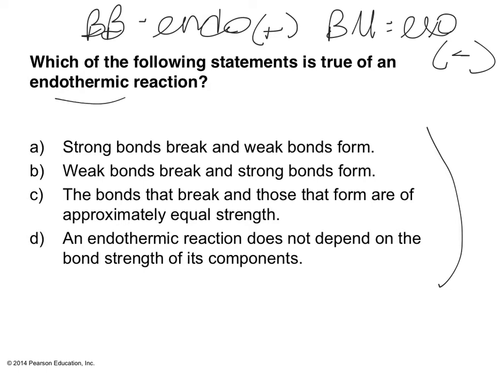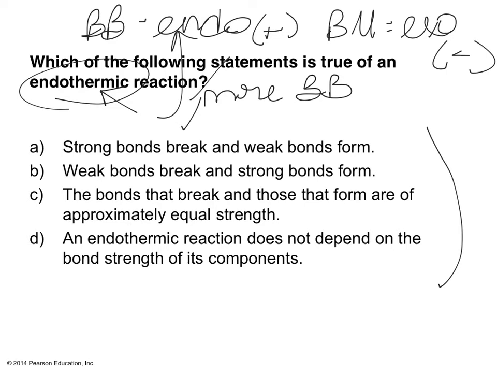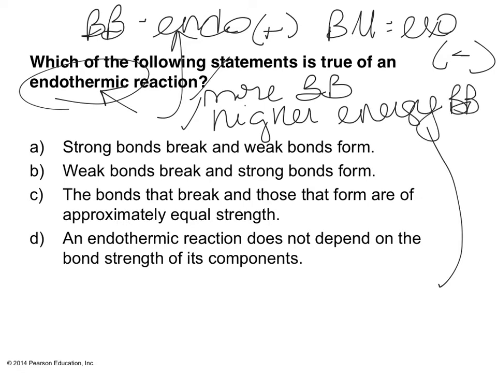So if overall you have a reaction that is endothermic, what does that mean? That means that you either have more bonds broken than bonds made, or you have higher energy or stronger bonds broken than the energy of the bonds made. But in either case, what it means is that the bonds broken have dominated the energetics of a reaction.